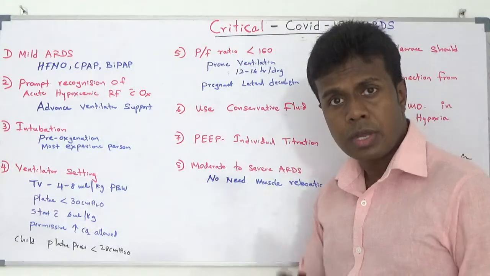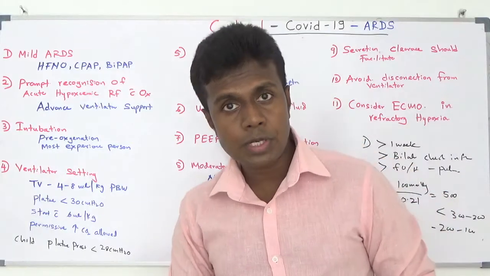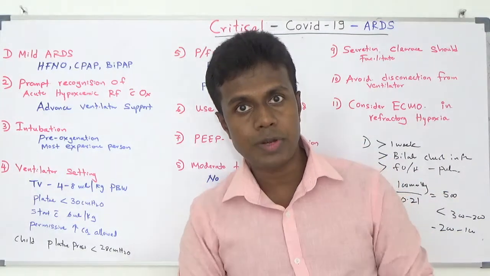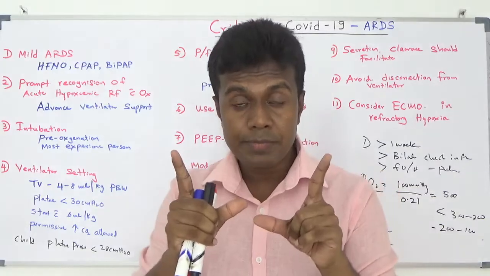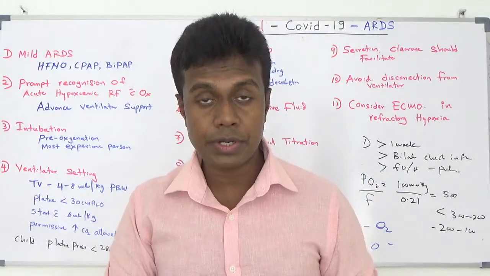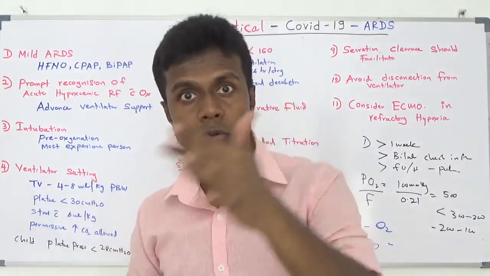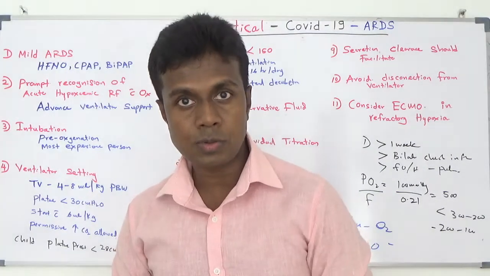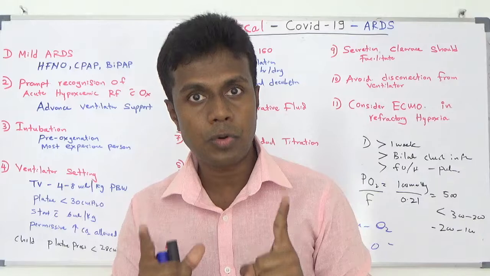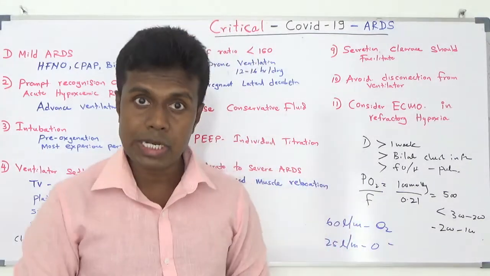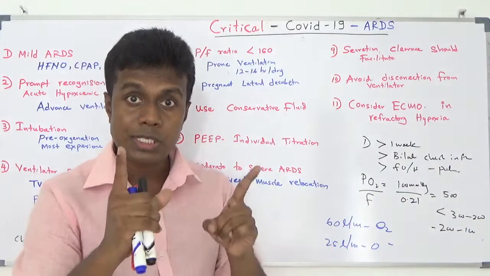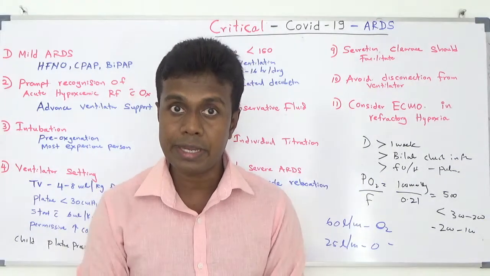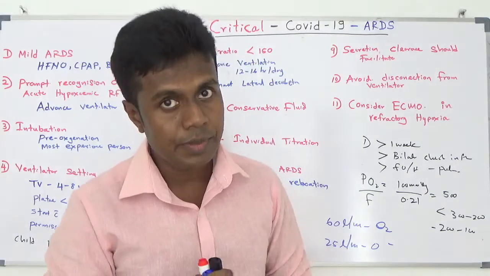Number 5. If you find a patient with PF ratio less than 150, you have to consider prone ventilation. What they found is it improves oxygenation. You have to turn your patient face downward. If you are going to do prone ventilation, you have to do at least 12 to 16 hours per day in order to improve your patient.